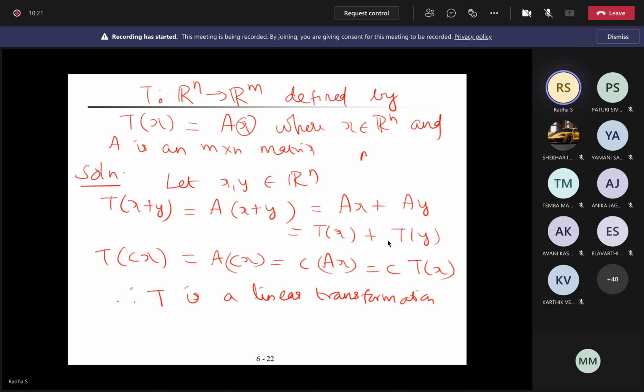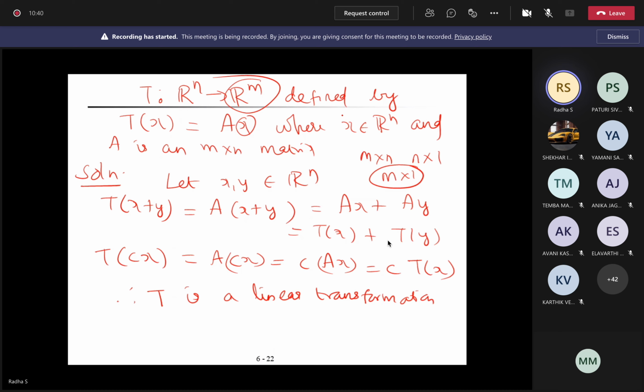See, A is an m by n matrix, right? x is coming from R power n, so it should be an n by 1 matrix. So m by n, and you can multiply that with n by 1. So what will be the resultant? m by 1. So that will be an element of R power m. That way I am defining.